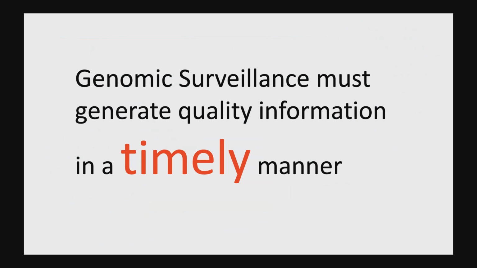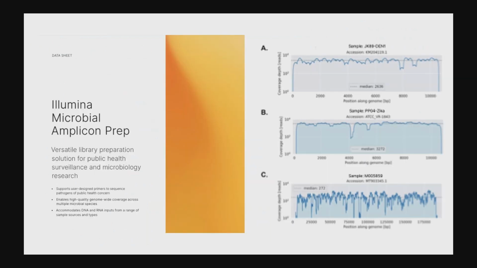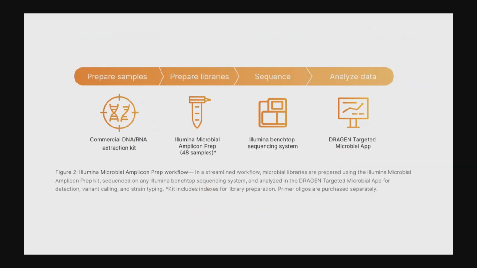So we have been using Illumina Microbial Amplicon Prep in our laboratory for different pathogens. It's a very straightforward protocol, so we can use this for different pathogens, for DNA or RNA pathogens, on our Illumina benchtop sequencing systems. And in our experience, we have been using it for runs with 384 samples on NextSeq 1000 or 240 samples on MiSeq.